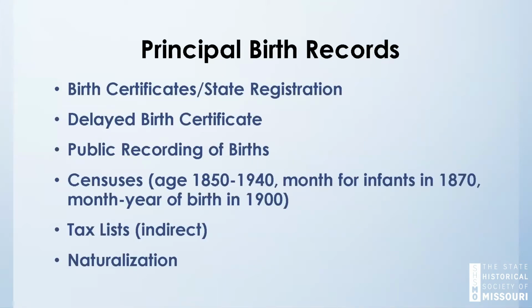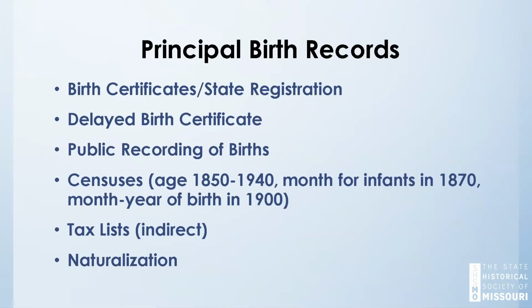Principal birth records, and we'll talk about birth records first. First of all, there are birth certificates, state registration is that level. There are delayed birth certificates. Many people had to get those in order to receive Social Security back in the 1930s and 40s. They were born well before the requirement, but they needed documentation of birth. Public recording of births, some options there.